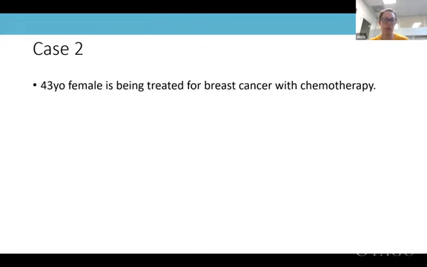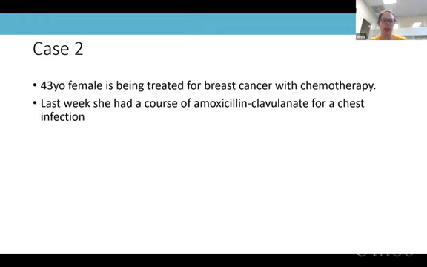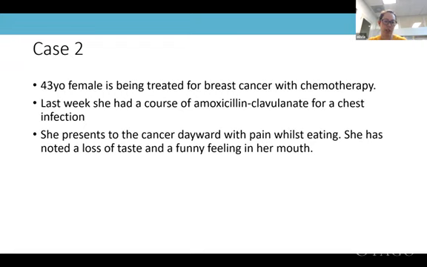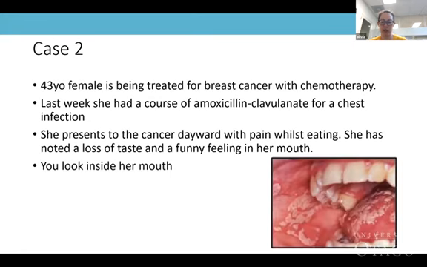All right, so case 2, we've got a 43-year-old female being treated for breast cancer with chemotherapy. Last week she had a course of amoxicillin clavulanate for a chest infection. She presents to the cancer day ward complaining of pain while eating, and she's also noted a loss of taste and a funny sort of sensation in her mouth. You look inside her mouth and you see this. So what do we think this is? Candida. Yeah, Candida, oral thrush, any of the above.